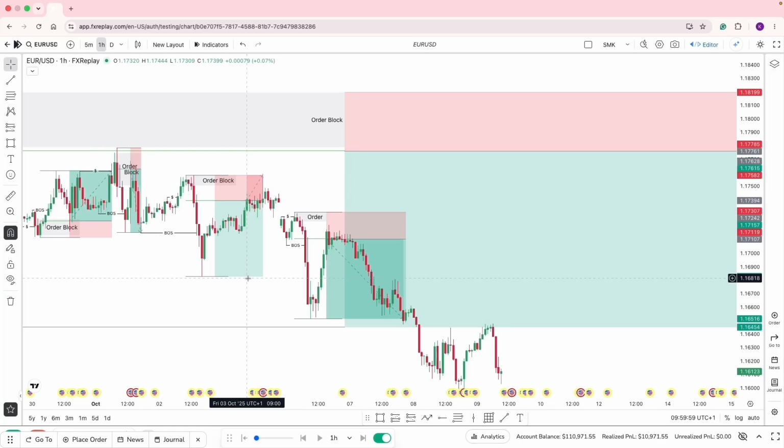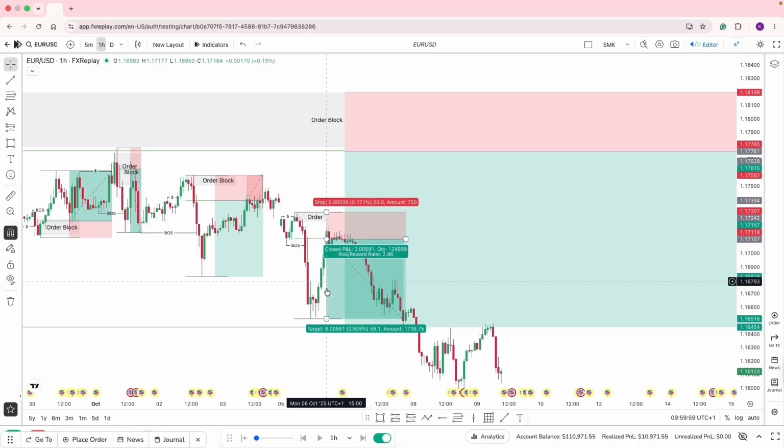We had another opportunity, and at 9 a.m. we got tapped in. However, this one hit our stop loss. So at 3, as you can see, price was just consolidating within its zone. And then again, we had this opportunity here and entered the trade at 3 p.m. on the 6th of October. So from here, we can see that price was consolidating until it gave us the impulsive move to the downside.